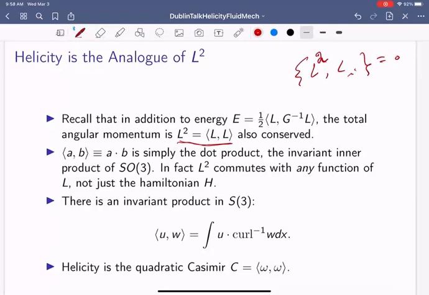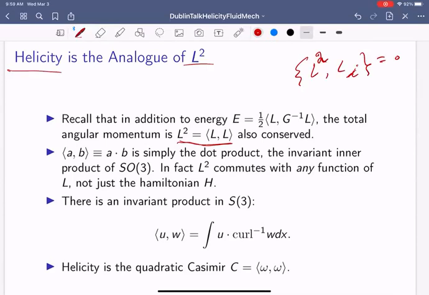It commutes with energy, so it is conserved, but it is more than a conserved quantity. It is in fact something that belongs to the center of the Poisson algebra. And so helicity is the analogous quantity in fluid mechanics. So this is an algebraic meaning for helicity. Helicity in fluid mechanics should be thought of as the analog of L squared.